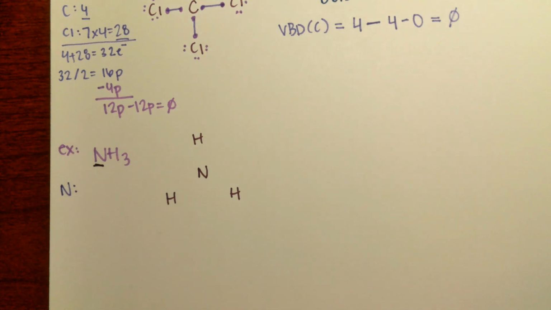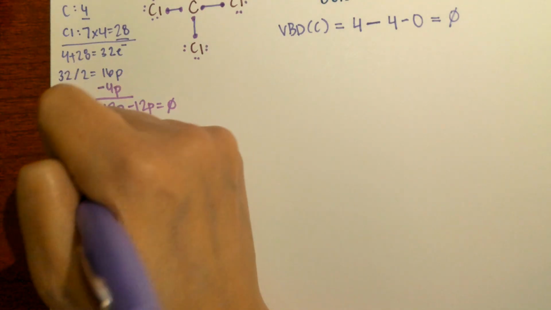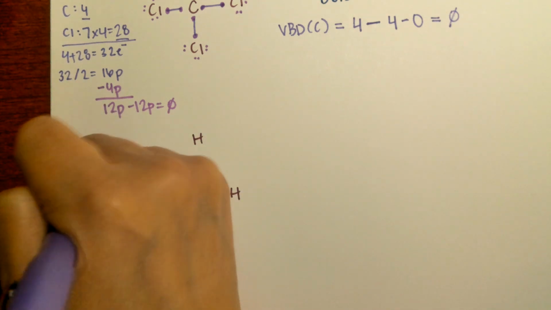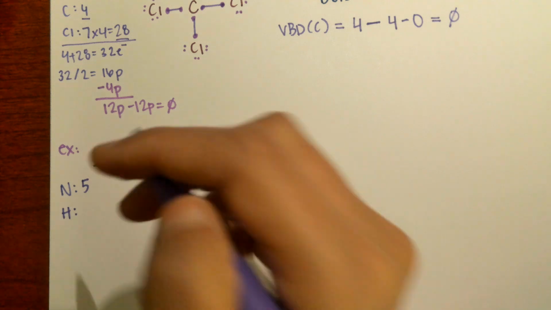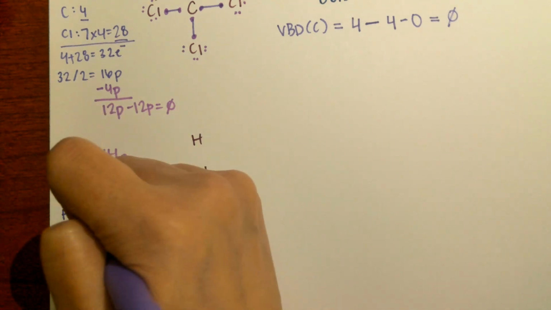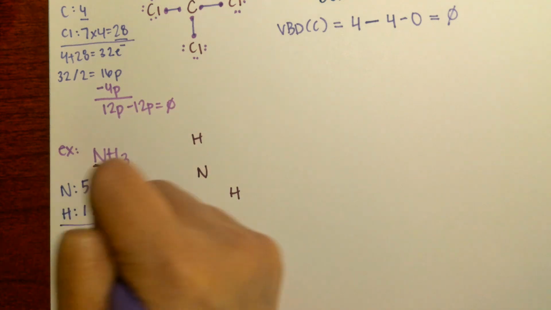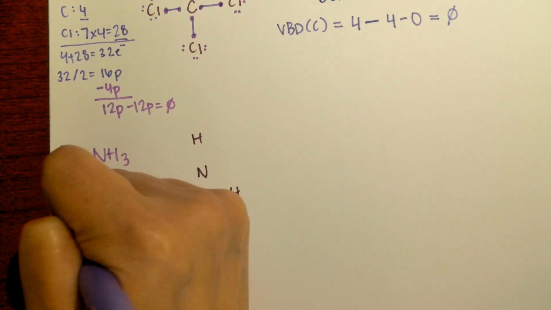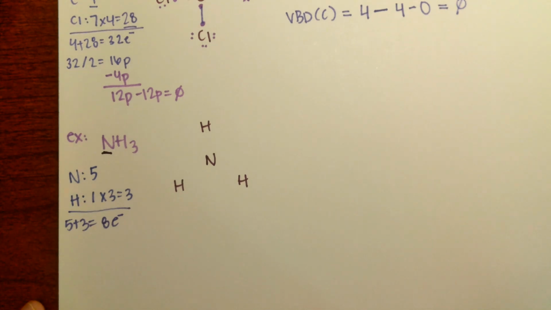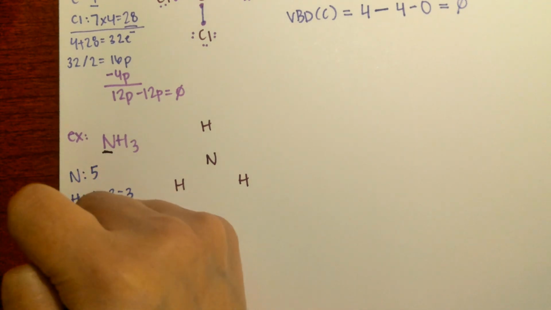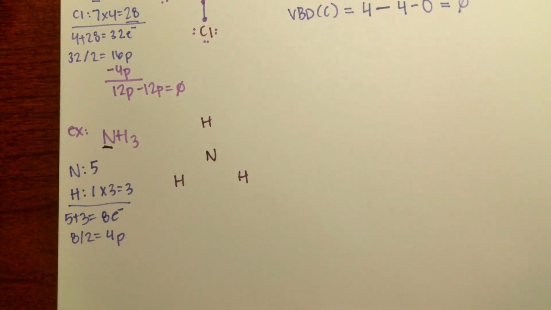When we look at our valence electrons, nitrogen has 5 valence electrons. Hydrogen is in group 1, so 1 valence electron, but there are 3 of them, so 3. When we add them together, 5 plus 3 is 8 electrons. Then we divide that by 2 to get our pairs. 8 divided by 2 is 4 pairs.